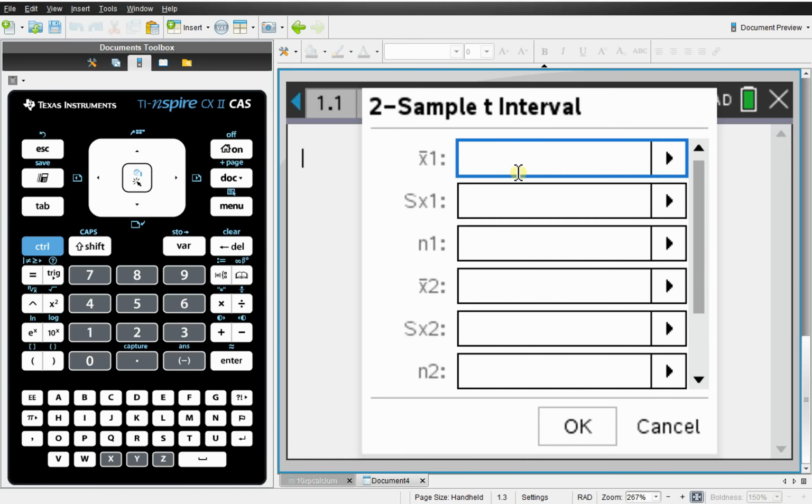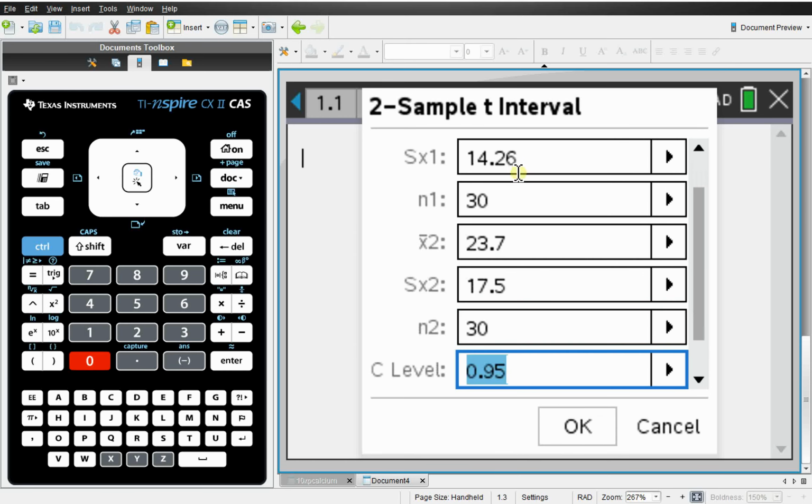We made south the first population, so the south has a sample average of 34.53. It has a standard deviation of 14.26, sample size of 30. The north has a sample average of 23.7 with a standard deviation of 17.5 and a sample size of 30. And don't forget to change the confidence level. We're doing this at the 90% confidence level.